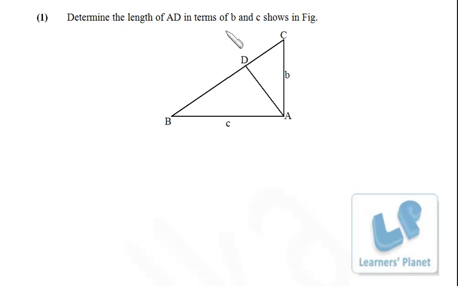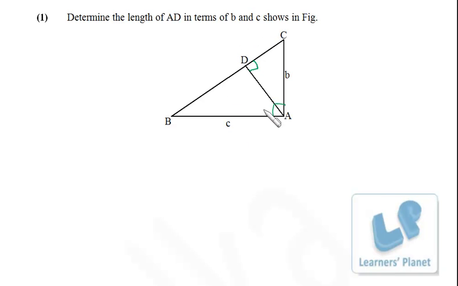Determine the length of AD in terms of B and C. Here B and C are the legs of this right angle triangle. This is a right angle triangle, BC is the hypotenuse and AD is the altitude. That's given actually. Now we have to find out the length AD in terms of B and C.